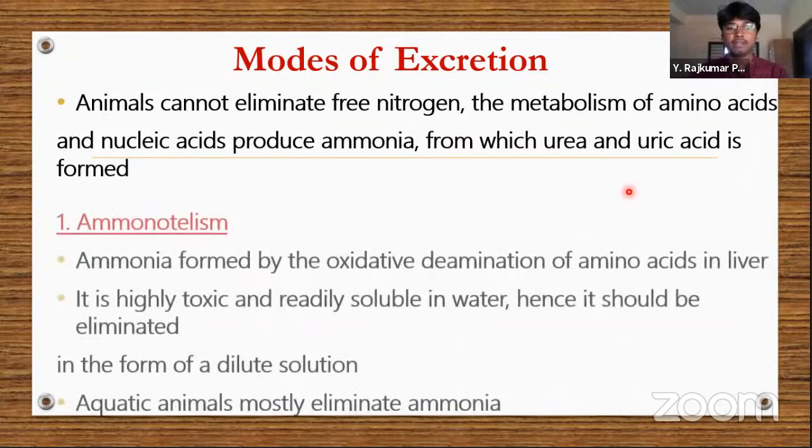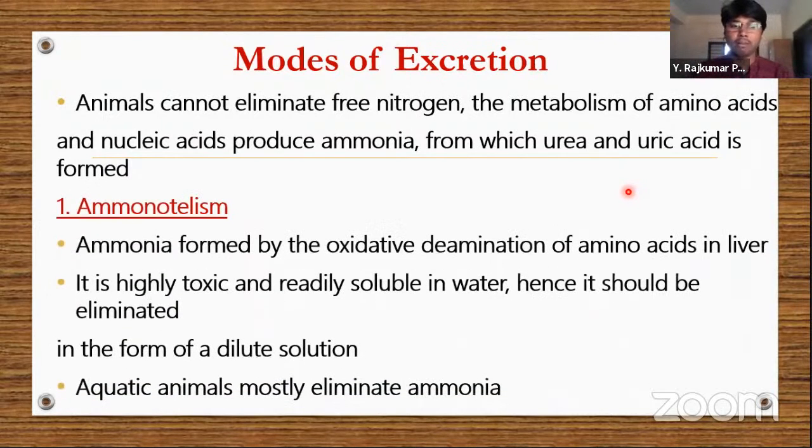Let's see the types of animals. First of all, ammonotelism. It is one of the phenomena where animals excrete nitrogen in the form of ammonia. The name itself says ammonotelism. That means the animals which excrete ammonia are called ammonotelic animals. This process is called.